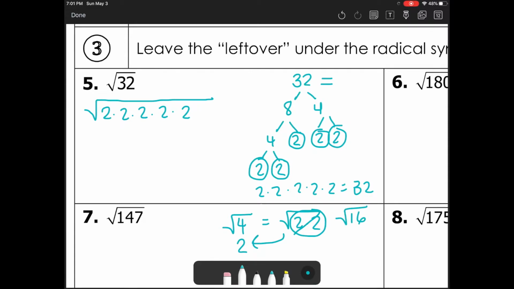Square root of 16 is really the square root of 4 times 4. I've got two of them. Take one out. That's the answer. Square root of 16 is 4.